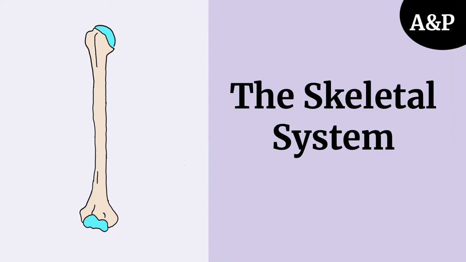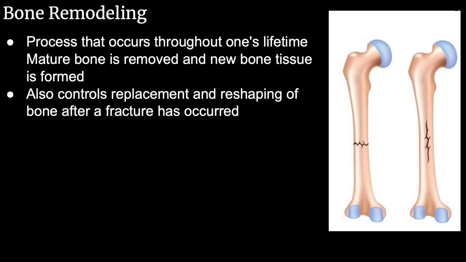This video, or this lecture, is specifically going to talk about bone remodeling and bone repair. Bone remodeling. Let's talk about what bone remodeling is exactly. Well, bone remodeling is a process that occurs throughout one's lifetime. So this is a lifelong process, where mature bone is removed and new bone tissue is formed. Now, bone remodeling also controls replacement and reshaping of bone after a fracture has occurred.